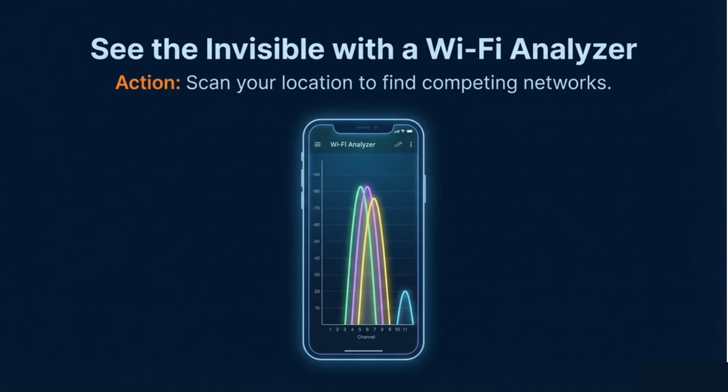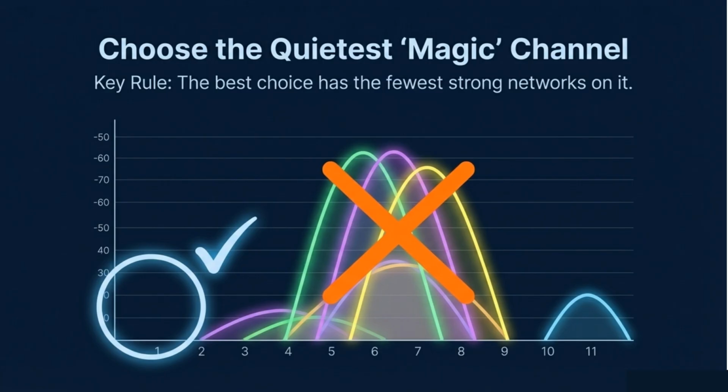To see the invisible traffic, use a Wi-Fi analyzer tool. The action is to scan your location to find competing networks and their channels. The key rule is to choose the quietest magic channel. The best choice is the one with the fewest strong networks operating on it.